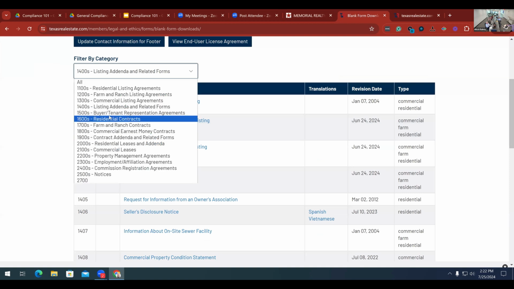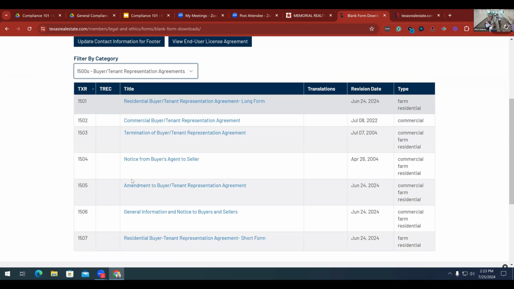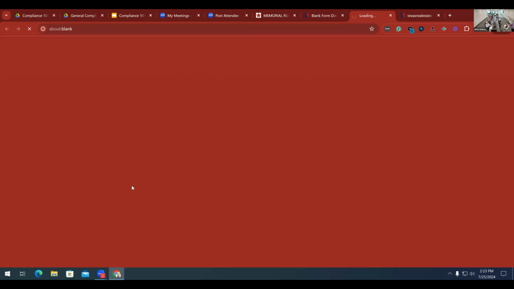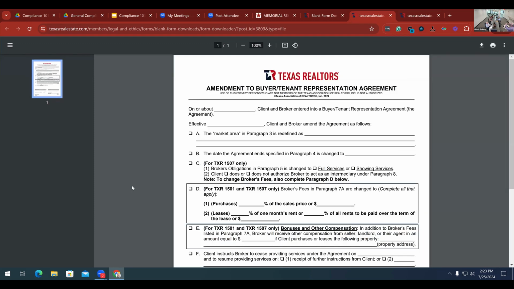I'm here for one form and one form only. Buyer's representation. Amendment to buyer tenant representation agreement. Part of the settlement also is we had to have it bold, that compensation was never set and it's always negotiable. So that was moved up to bold. You got a buyer, you're not in the contract. Amendment to the buyer's representation. Does it look pretty familiar?